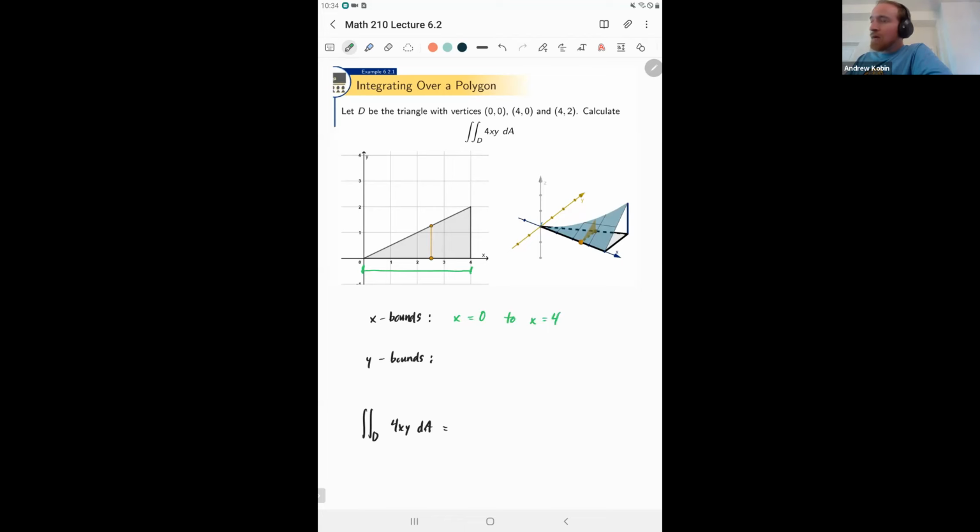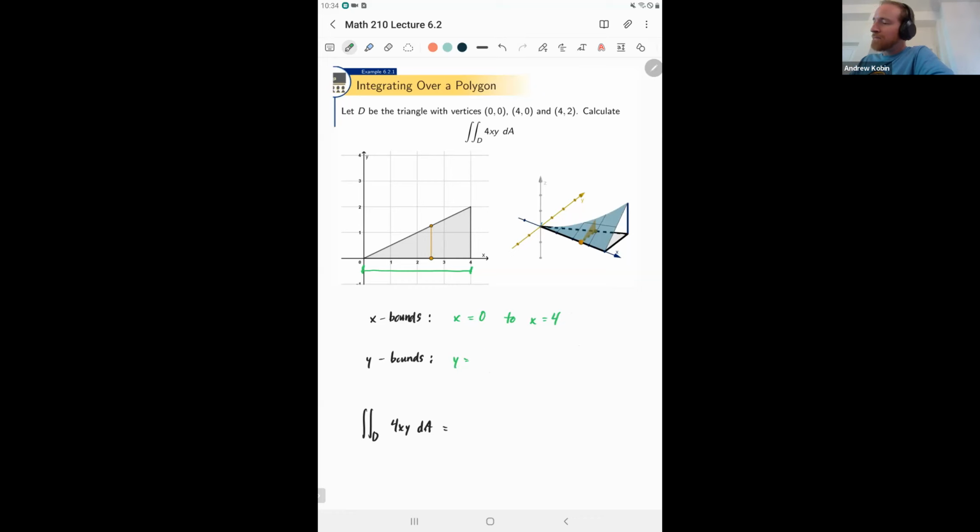And now, once we choose the range of x values, we have to describe the y values that will capture only the stuff in the gray region. Notice that if I had said y equals 0 to y equals 2, this would be a rectangle, and somehow that's not capturing the triangular shape that we need.